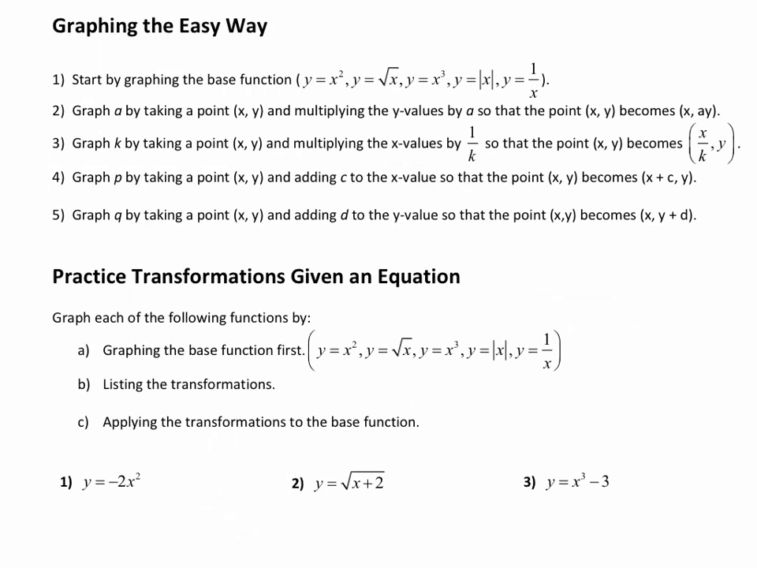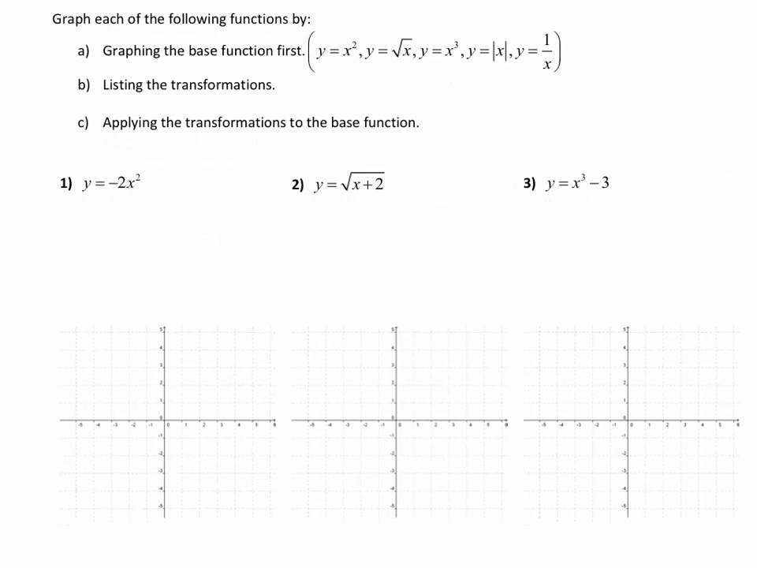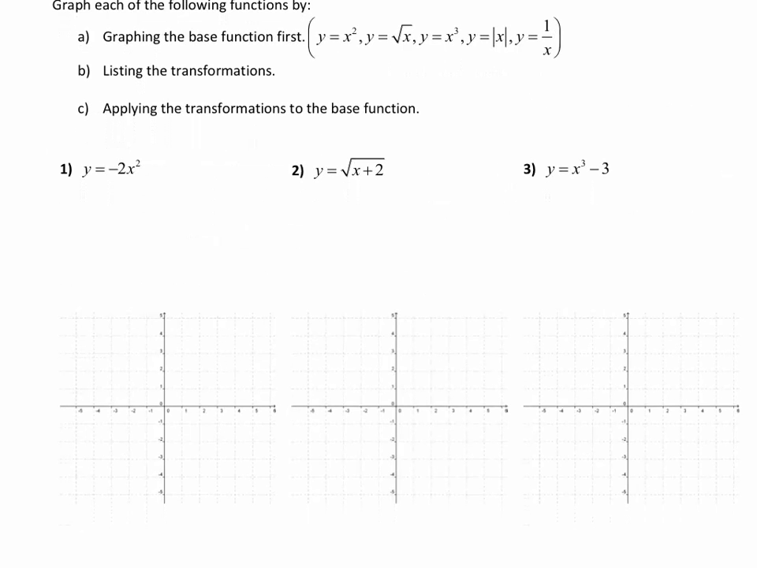Graphing the easy way. You want to start by graphing the base function. You're going to do your stretches and your compressions. Those are going to be your a and your k values. You're then going to translate your c and your d values. What I want to do is show you 3 examples, and then I'd like you to continue with the examples in your notes. The first, y equals negative 2x squared.